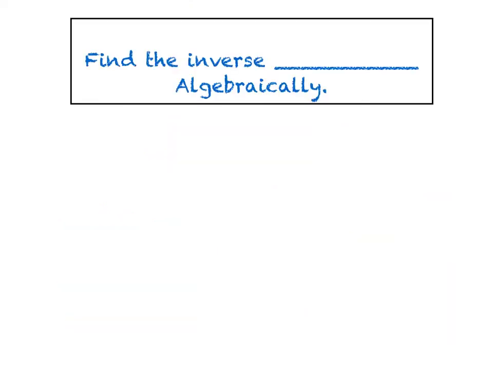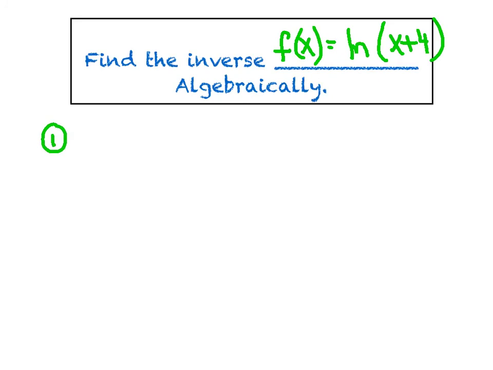Okay, we're going to get a little crazier here on this next example. We want to find the inverse of the function f of x equals the natural log of the quantity x plus 4. Okay, first things first. Step 1, all we're going to do is rewrite it so that the f of x becomes a y. Okay, nothing fancy there. It has nothing to do with the inverse yet.